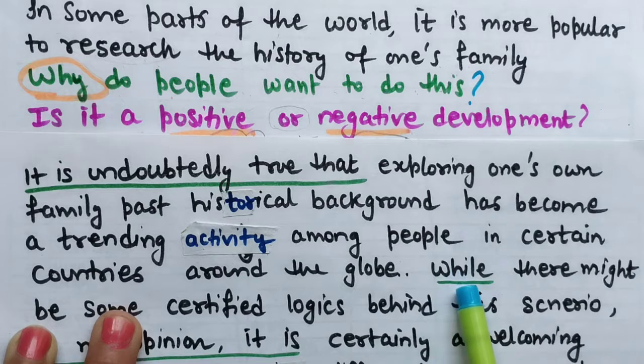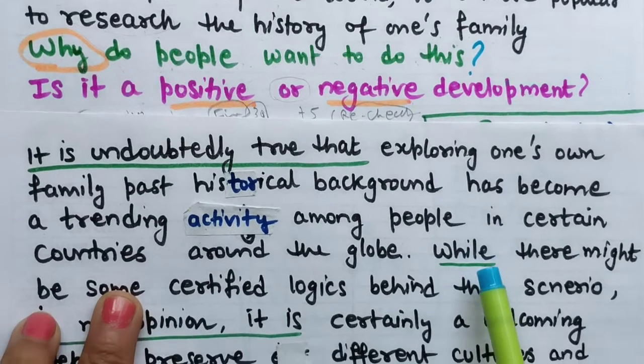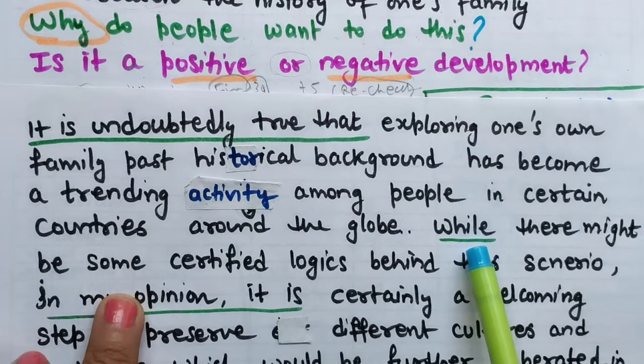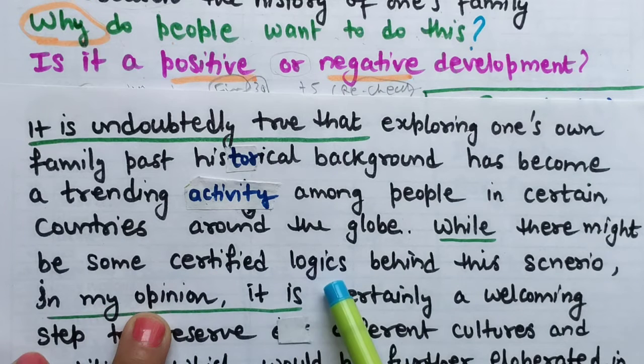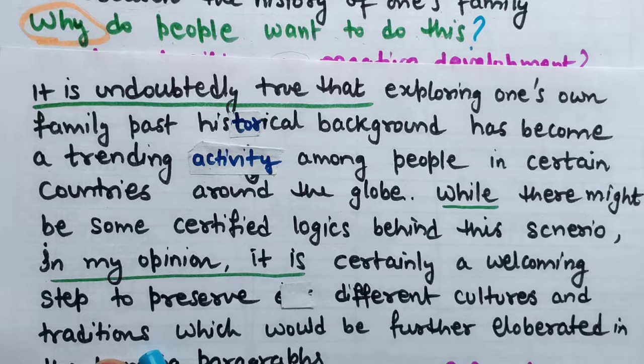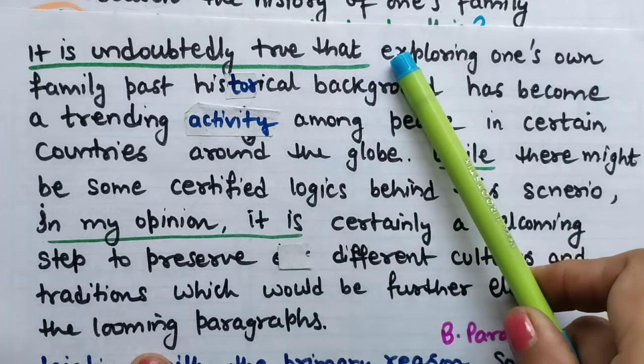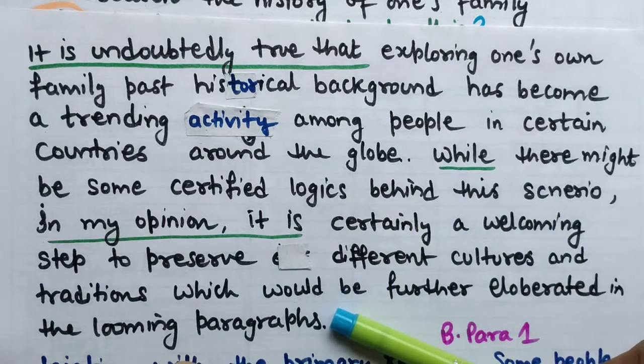Now the next line, because they are asking reasons and positive or negative. I have started the sentence structure with "while", or you can also start with "although": while there might be some certified logics or reasons behind this scenario, in my opinion, it is certainly a welcoming step to preserve different cultures and traditions, including languages, which would be further elaborated in the upcoming paragraphs. So this is a simple way to write an introduction for this 2-part question.